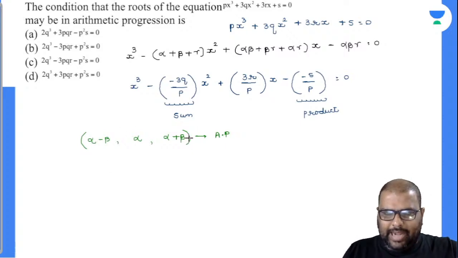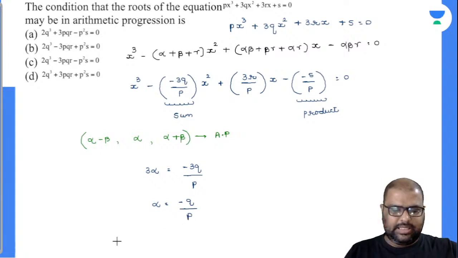Done. And see here, I'll write down this one. Upon adding all those things, what happens? It will become 3 alpha, minus beta plus beta will get cancelled. So add all those things. This will be called the sum of roots. 3 alpha is nothing but equal to minus 3q by p. And my alpha value is nothing but equal to minus q by p. Will you accept this with me? Done. I got one root value. Merely substitute it in your question and you will get the answer.